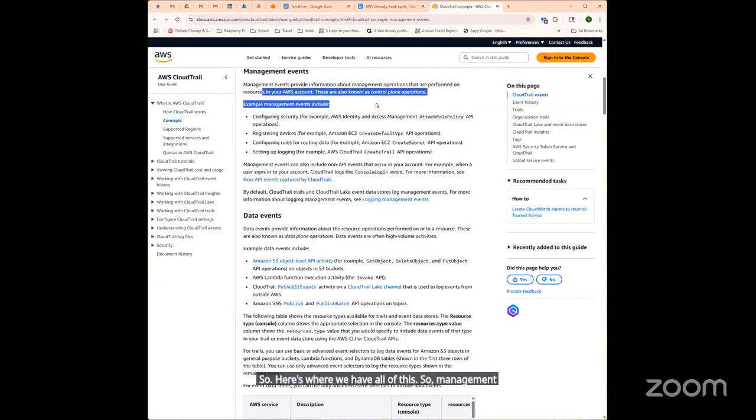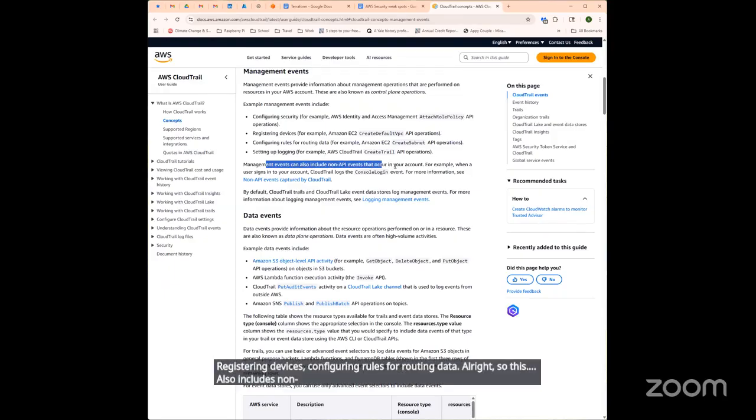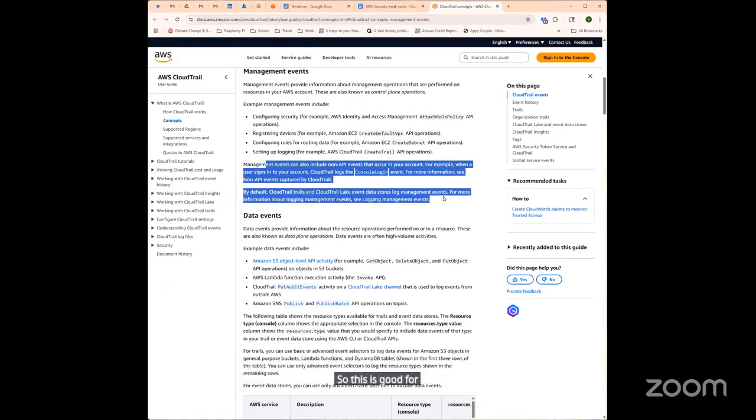So management events provide a lot of information on this, right? So this is about security, on the policies, registering devices, configuring rules for routing data. All right, so this also includes non-API events that occur in your account. Boom. So that includes when a user signs in to your account, CloudTrail logs. So this is good for that CloudTrail portion of the question, okay?